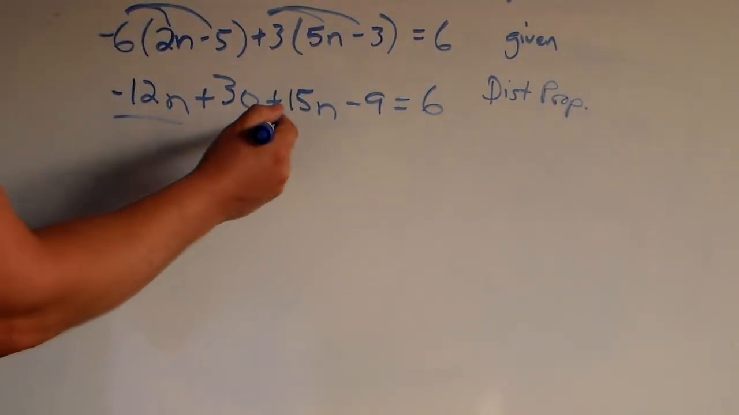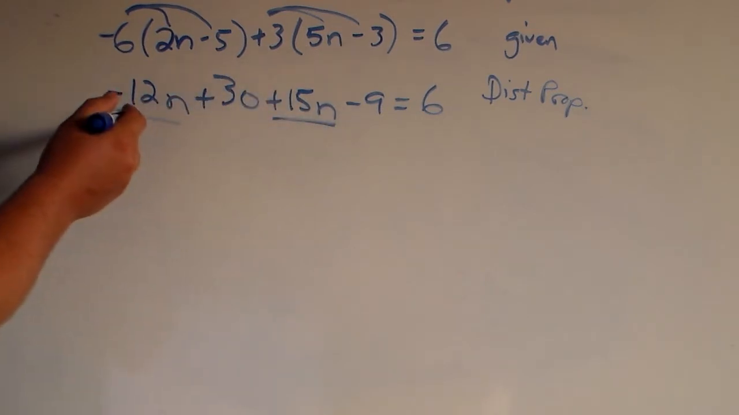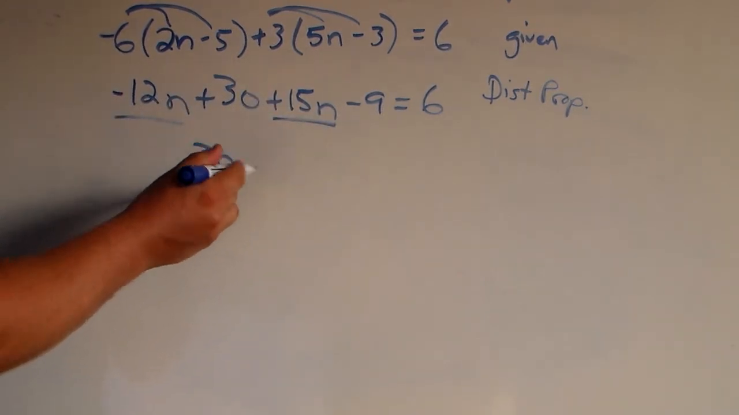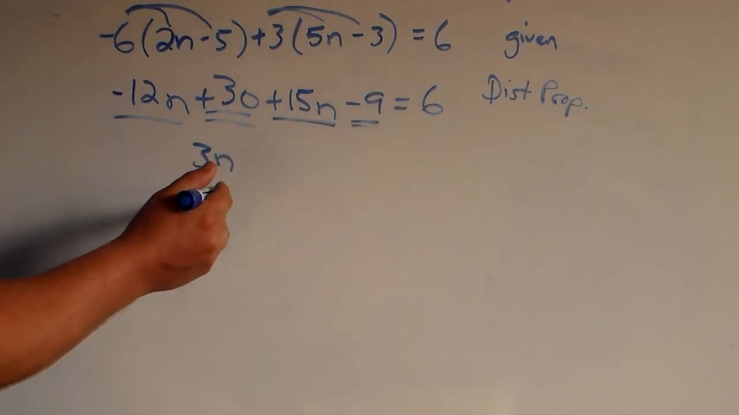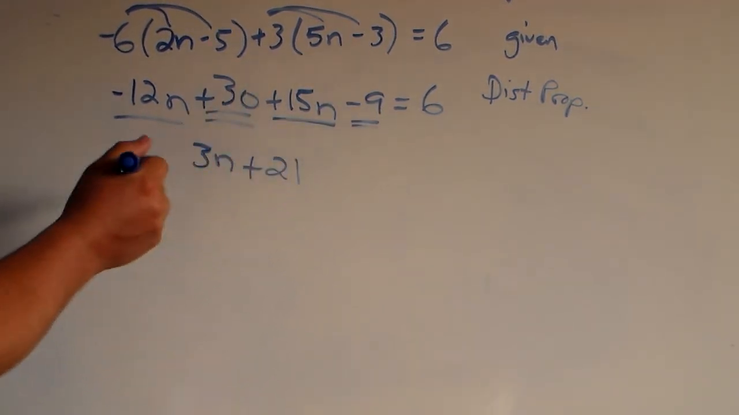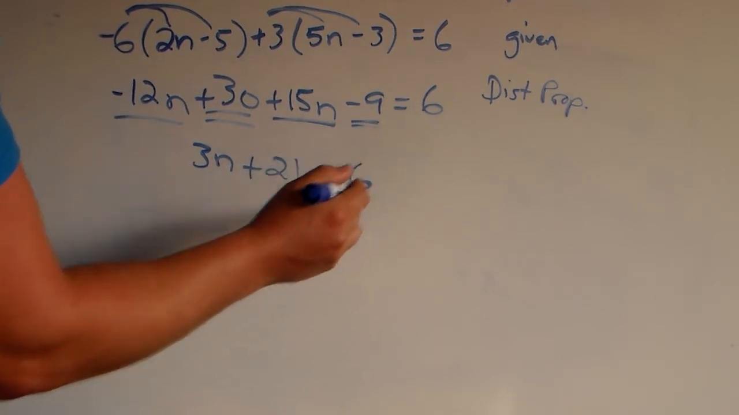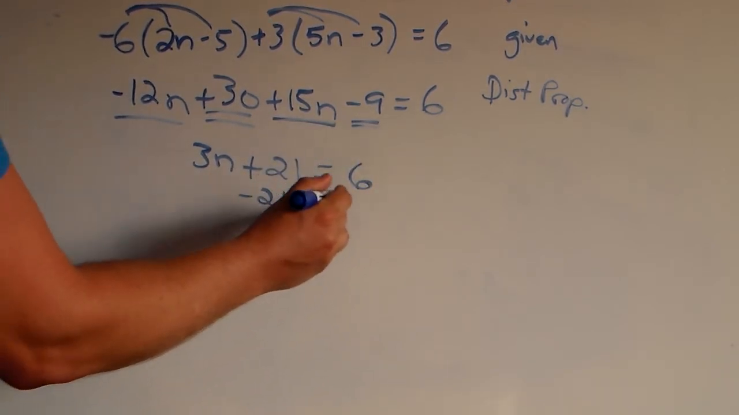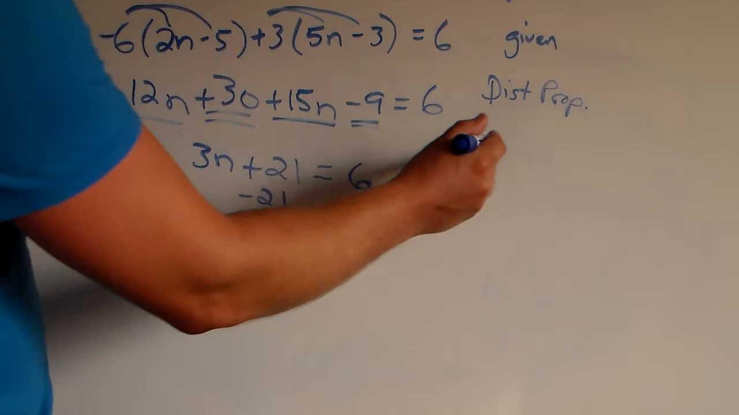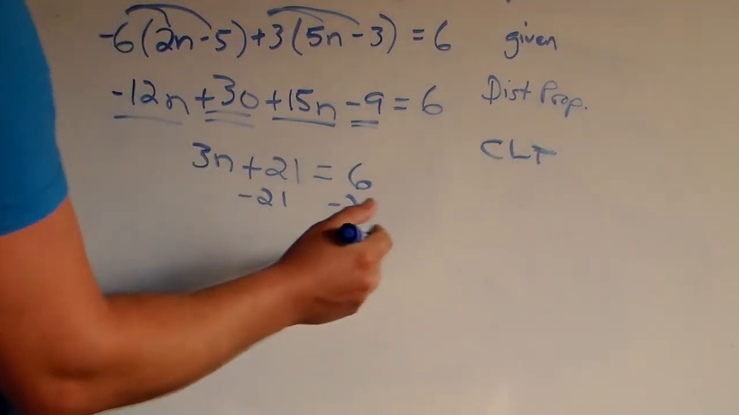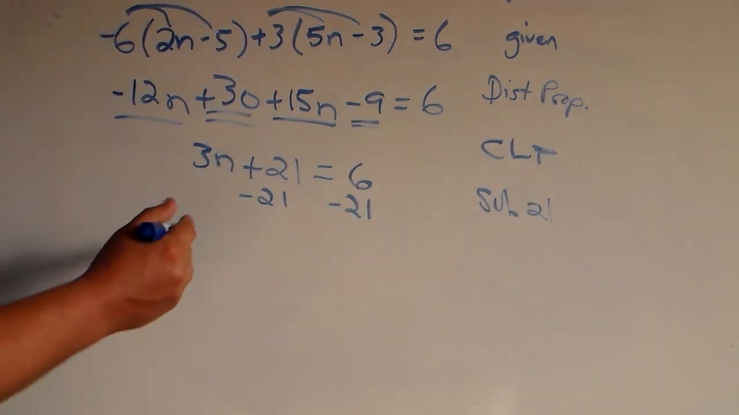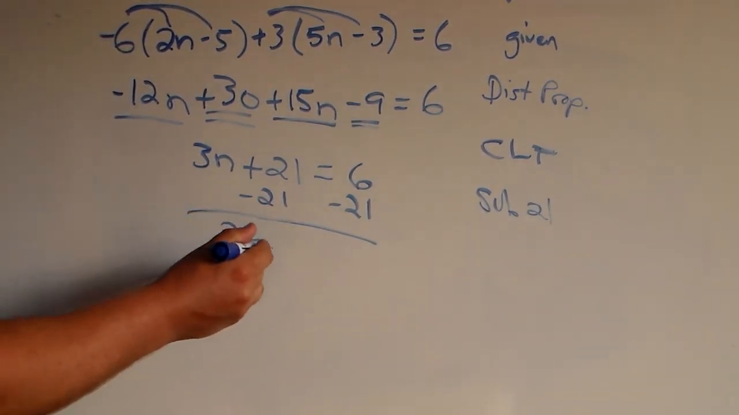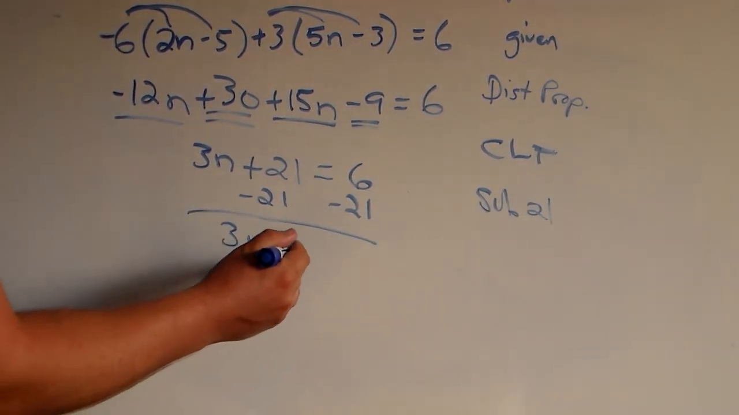We then combine our like terms. 15n minus 12n gets us 3n. 30 minus 9 gets us positive 21 equals 6. Inverse operations. So that was combined like terms. Then we're going to subtract 21 from both sides of the equation. Then we get 3n equals negative 15.